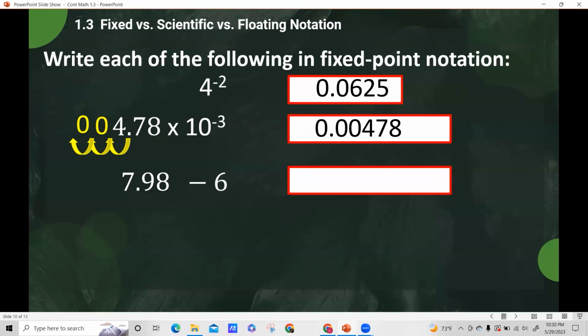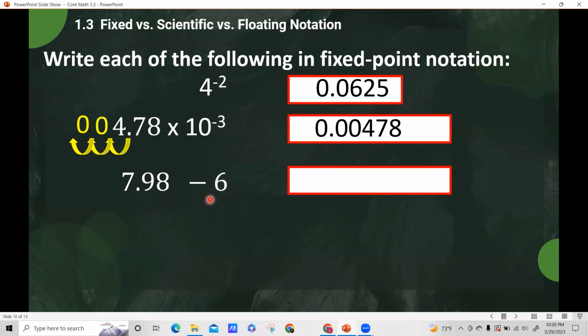All right, now we have a number. This is actually in floating point notation. And again, this is where I have a lot of my students that will want to take and just grab a calculator and they'll say 7.98 minus 6. And they'll give me an answer and it'll be like 1.98. Because that's what they did in the calculator, but that's not what this is. This is floating point notation, which means this is really like 7.98 times 10 to the negative 6th.